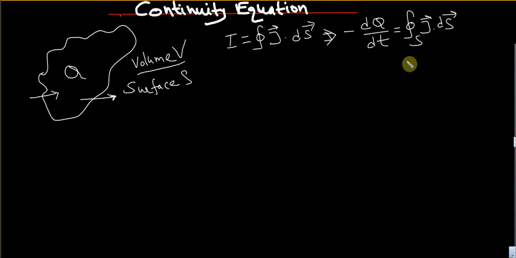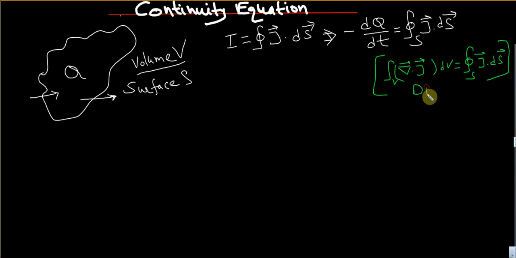Now we can change this by using the divergence theorem. We know that the divergence theorem states that, so I'm writing here the divergence theorem. The divergence theorem states that the volume integral of the divergence of any vector field is equal to the closed surface integral of that vector. So this is the divergence theorem. For detail, you can see my previous videos.